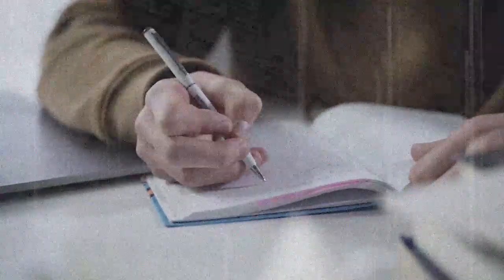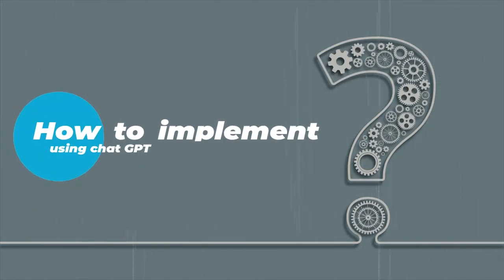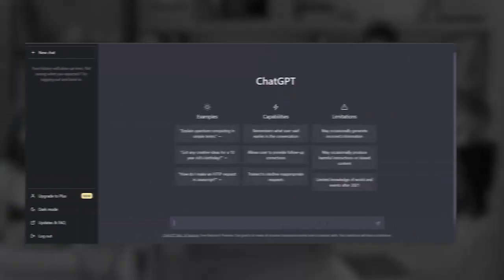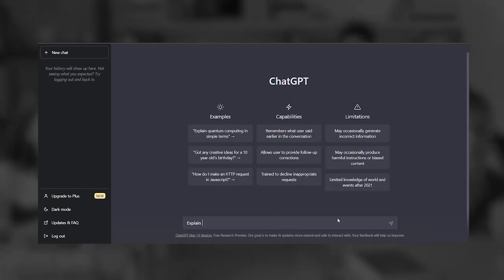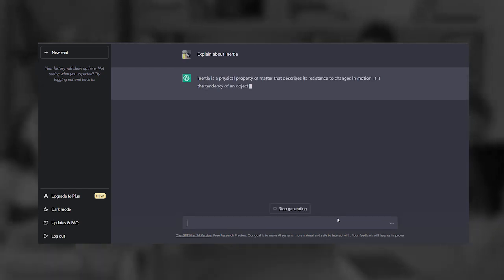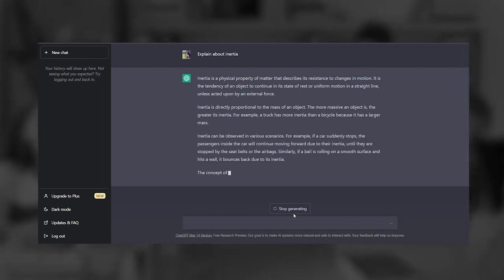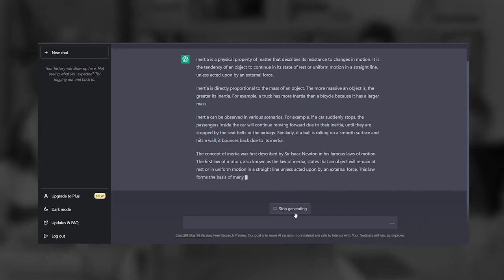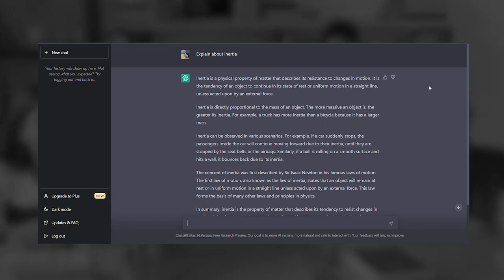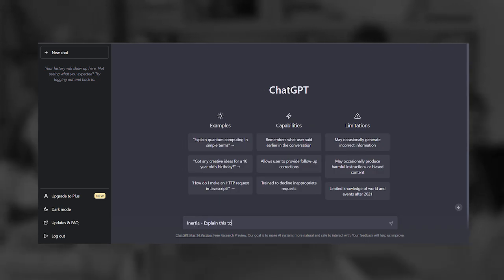I feel this is a powerful technique to study concepts, particularly for physics. Now, I will show you how to implement this technique using ChatGPT. Let us assume we are going to learn about inertia. What many students will try to do is, they just open ChatGPT and type explain about inertia, then enter. Now, ChatGPT explains about inertia. Now, they just read the same text as given in the book. If you follow this, then there is no difference between reading a textbook and using ChatGPT. Now, I will tell you what you actually need to do. Open ChatGPT and type inertia, and after that type, explain this topic to a small kid.